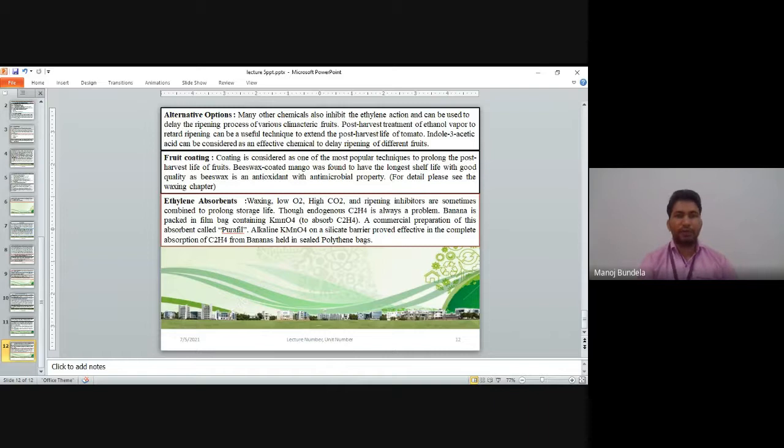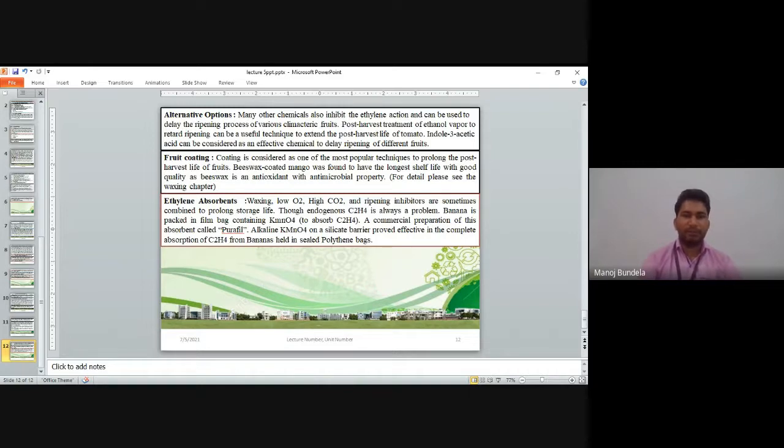Next is fruit coating. Coating is considered one of the most popular techniques to prolong the post-harvest life of fruits. Like beeswax coating of mango was found to have the longest shelf life with good quality. Beeswax is an antioxidant with antimicrobial properties. So normally we will go for wax coating. Wax coating will increase the shelf life and the quality of the fruits.